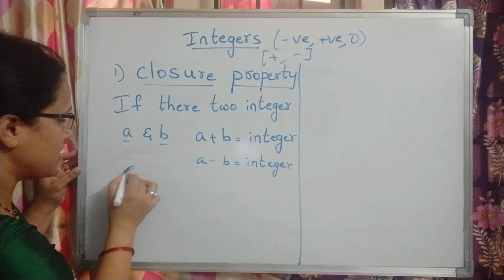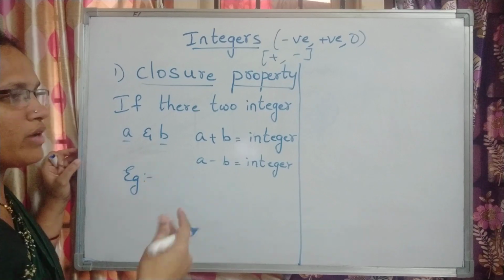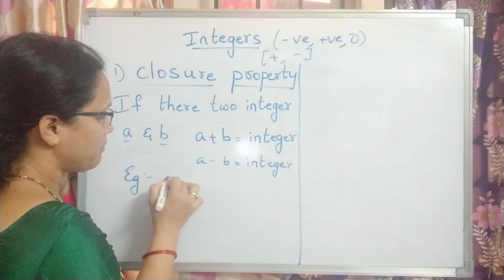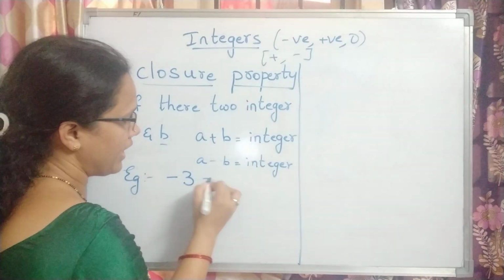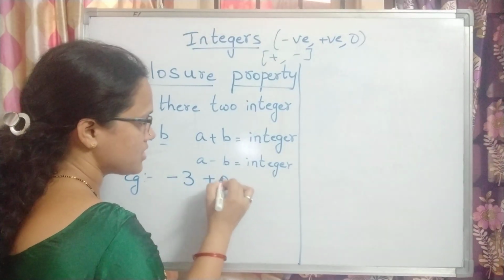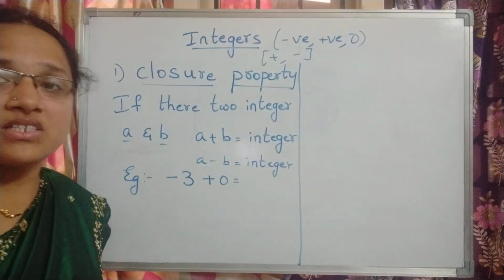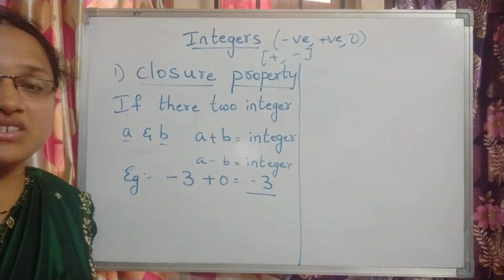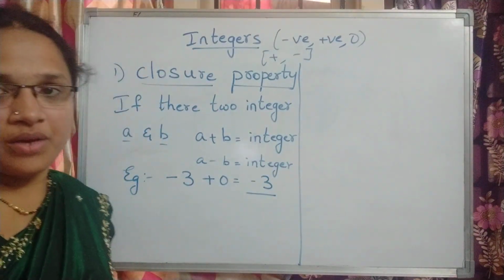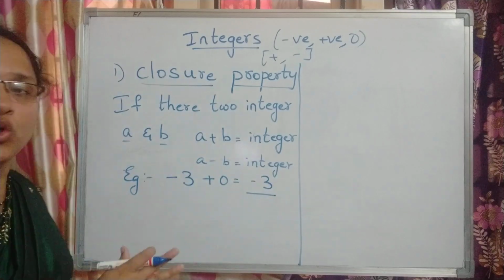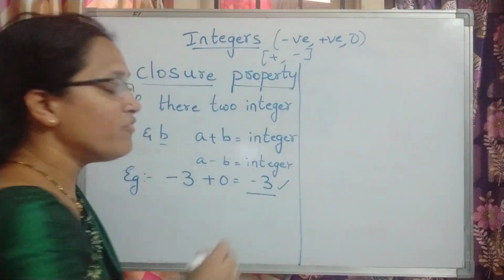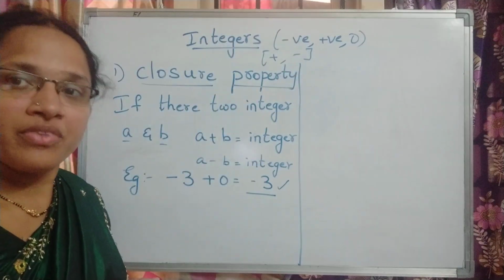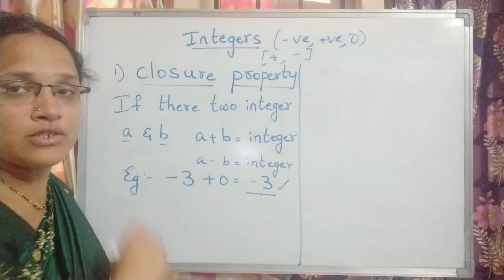For example, suppose you are given 2 numbers which are integers: minus 3 and plus 0. Minus 3 plus 0 actually becomes minus 3. So when you do it, you are getting a number which is in the set of integers. Yes, you are getting an answer which is in the set of integers.